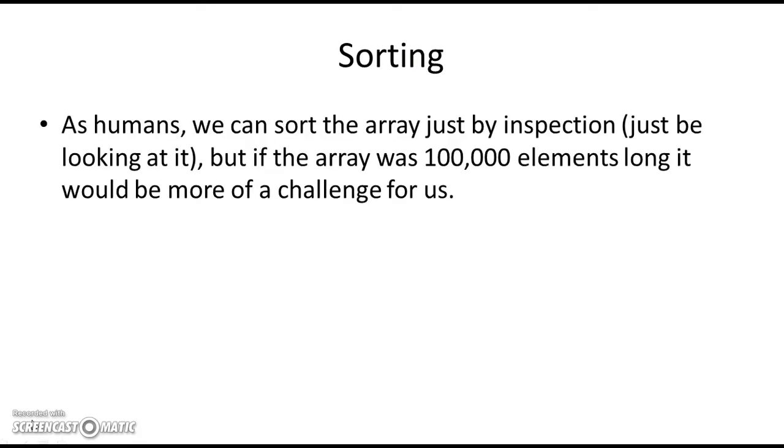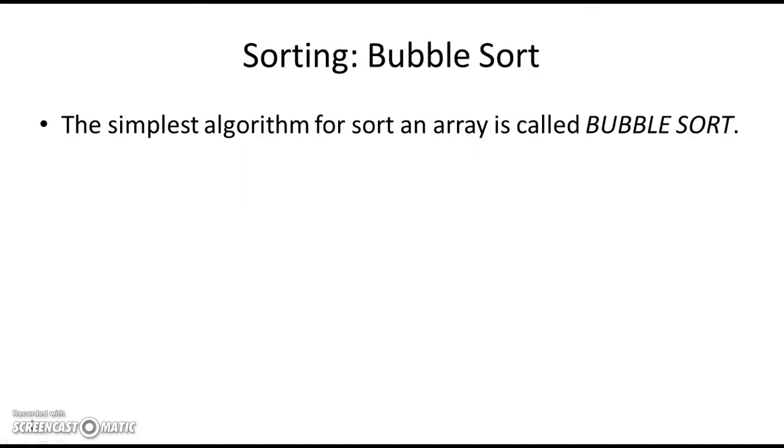As a human being, it would be easy to sort that particular array just by inspection, whereas if the array was 100,000 elements long, it would be much more difficult for a human being to sort it. So we need to develop algorithms or recipes to do the sorting. And the simplest and most common algorithm that people learn first is called bubble sort.